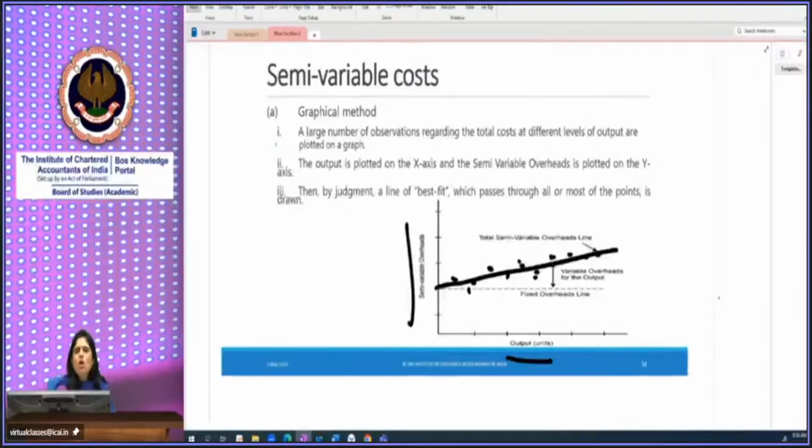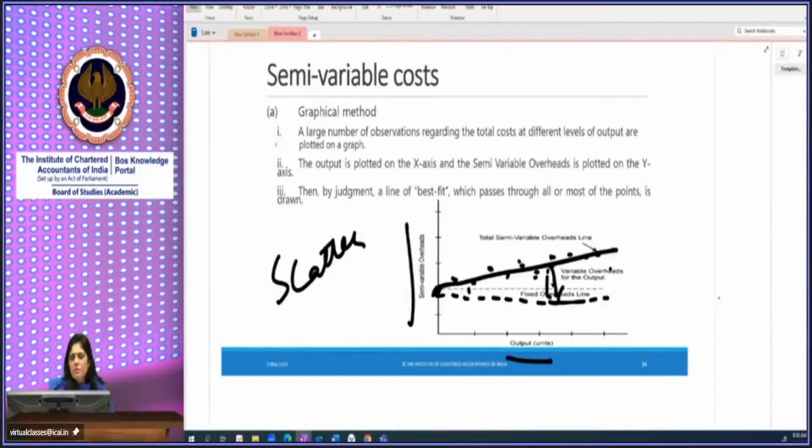So they are different costs. All right. It's called a scatter diagram. You're just scattering different costs, and where the line intersects the y-axis, that is the fixed cost. So draw a line like this. It's the fixed cost line. So the difference between this line is your variable. So this portion is fixed cost and this portion is variable cost. Clear? And this line is basically the total semi-variable cost. Right? So this is how you make a scatter diagram, a graphical method.